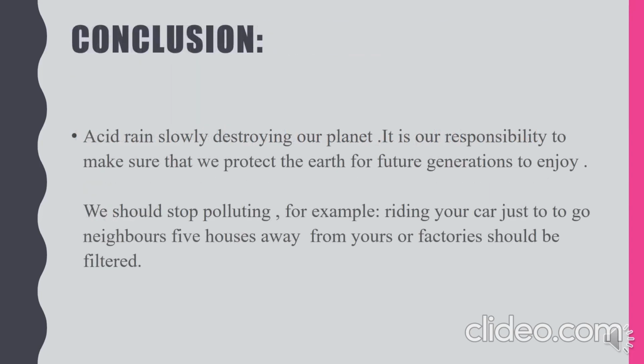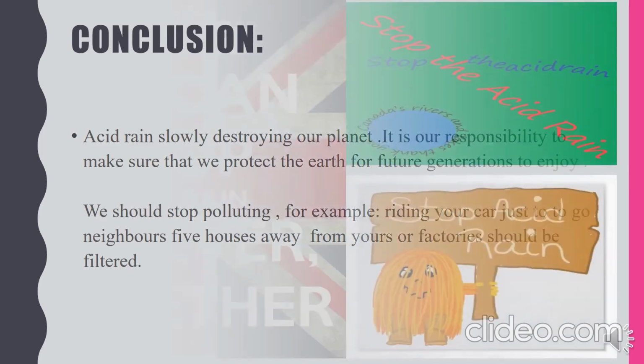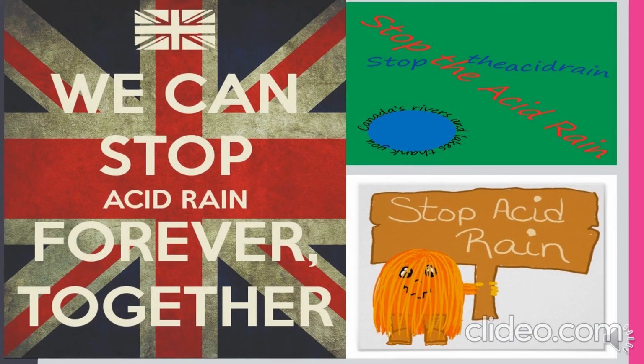Conclusion. Acid rain is slowly destroying our planet. It is our responsibility to make sure that we protect the earth for future generations to enjoy. We should stop polluting. For example, avoid driving your car just to go to a neighbor five houses away from yours, and factories should have filters. We can stop acid rain forever together.